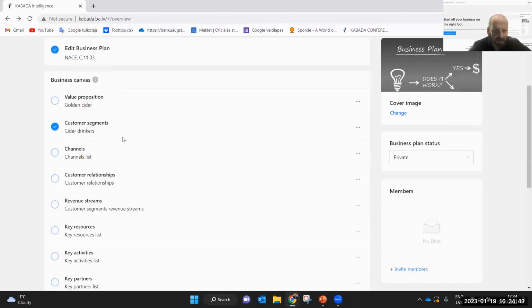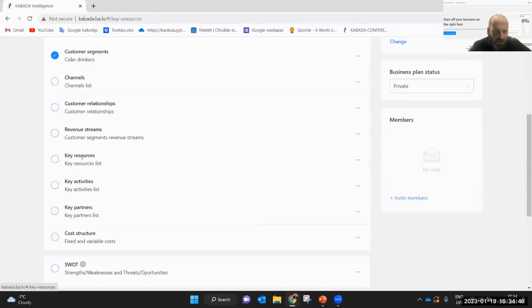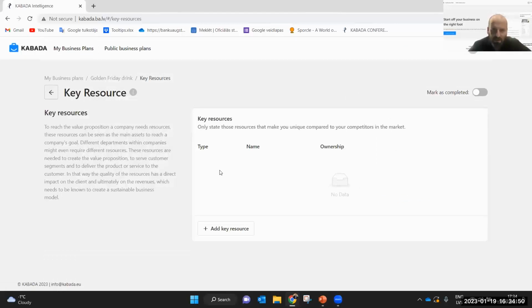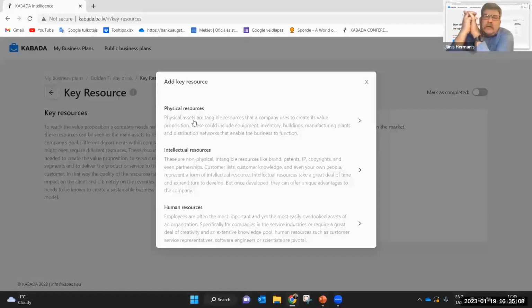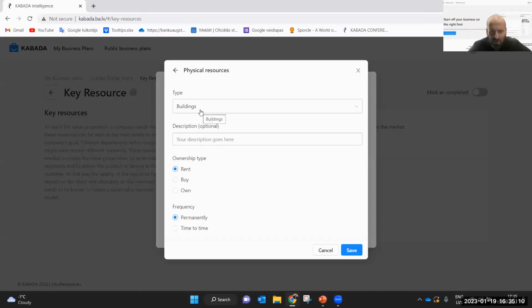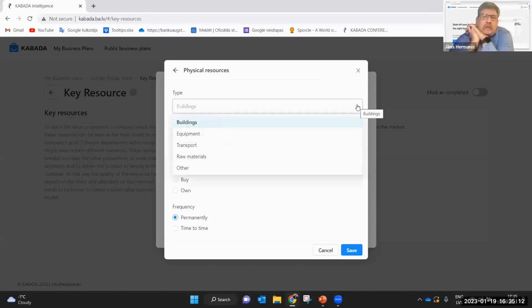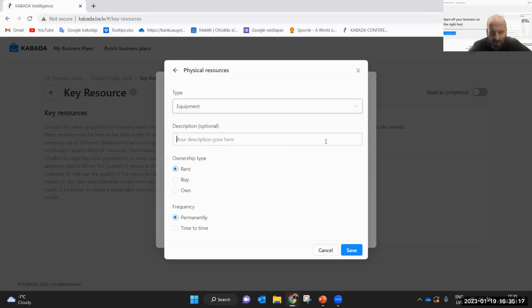Let's look at maybe the key resources section, which is important when we consider some inputs here and is related heavily also to the financial projections. So let's add some key resources that we will need for the production. As you can see, there can be different types. Which one will we take first? Let's start with physical resources. What will we need? I believe we need equipment. What kind of equipment?